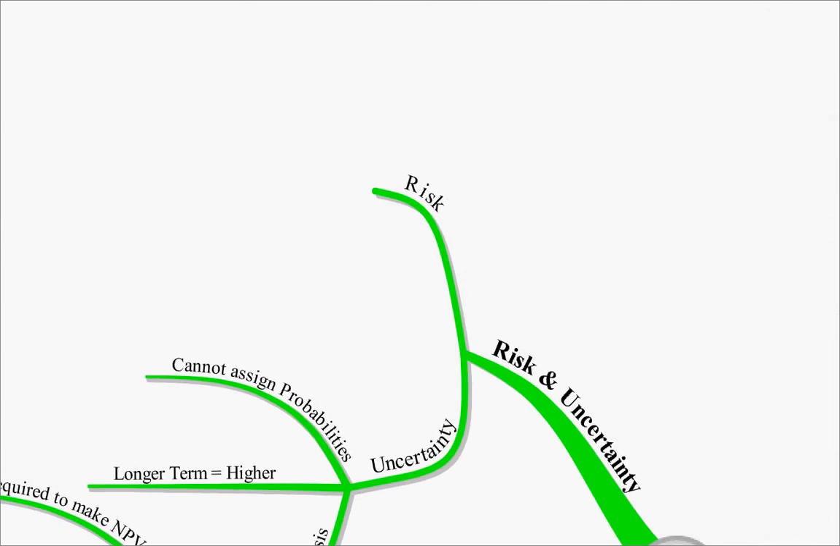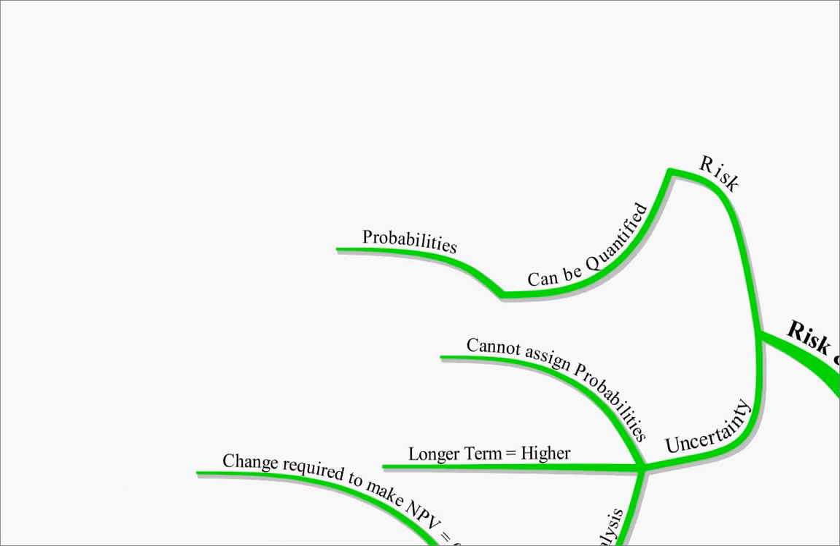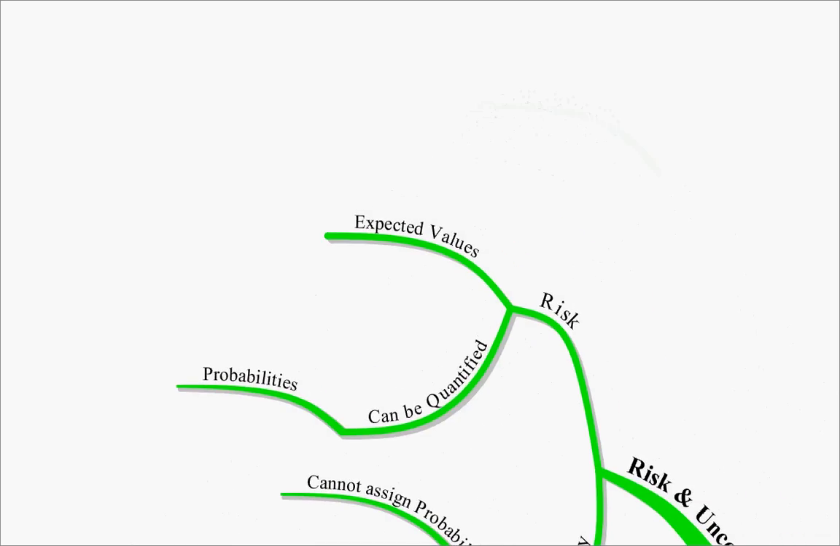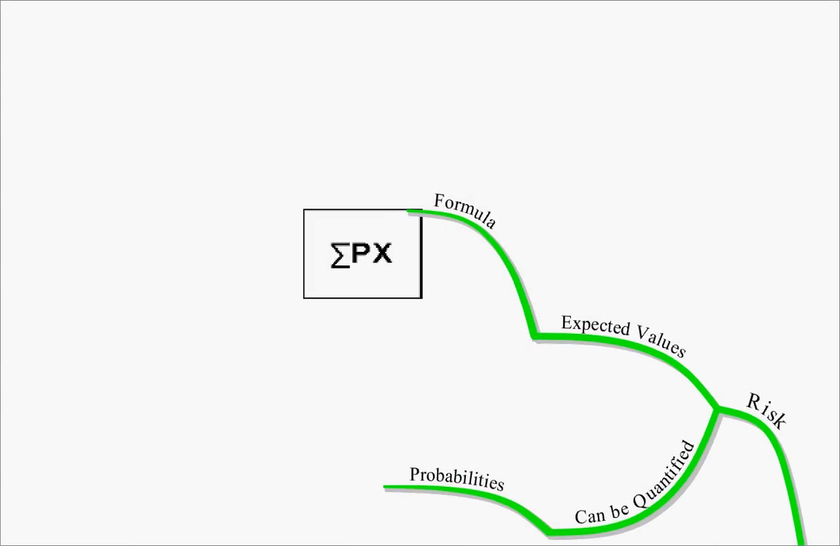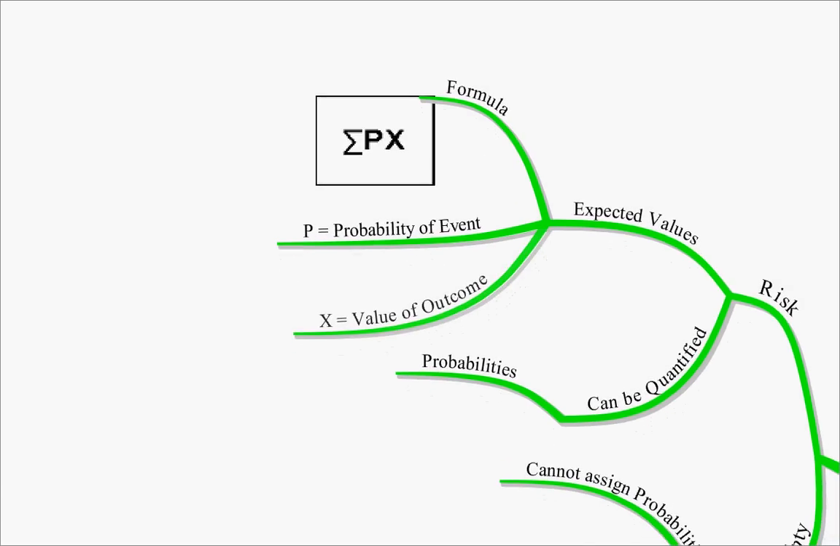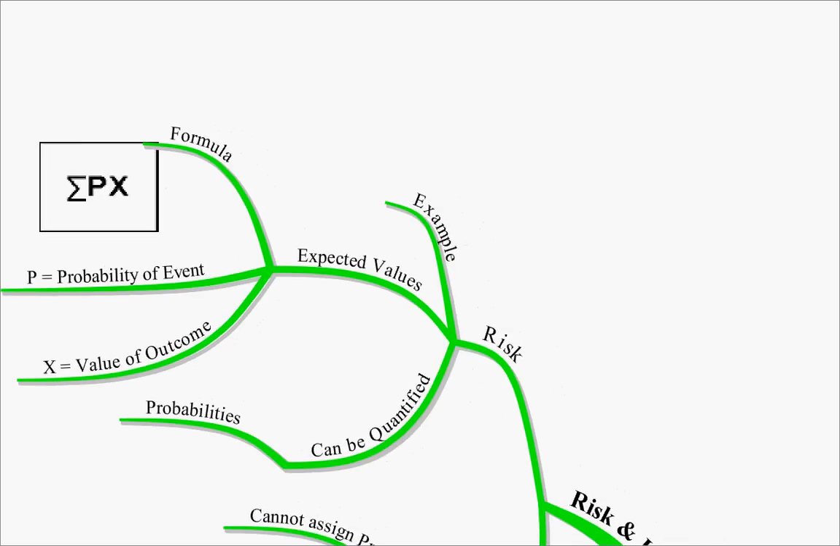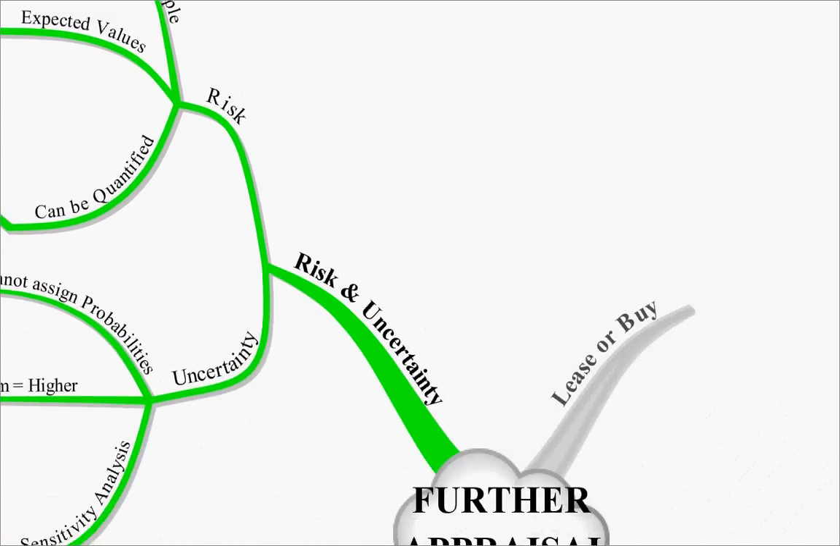So risk, then. Risk can be assessed by probabilities. It can be quantified. As we said, we use the probabilities, and we do that using expected values. The formula for expected values is this, where P is the probability of the event and X is the value of the outcome. We did some examples of that in class. You should have met this on your previous studies as well.